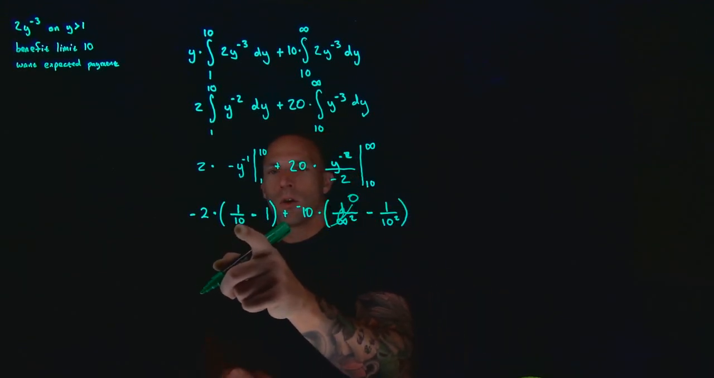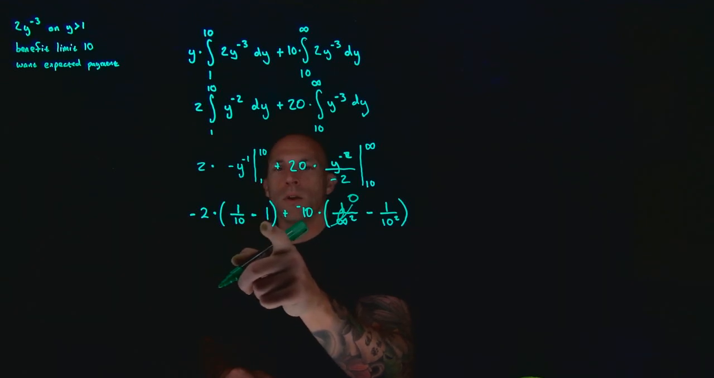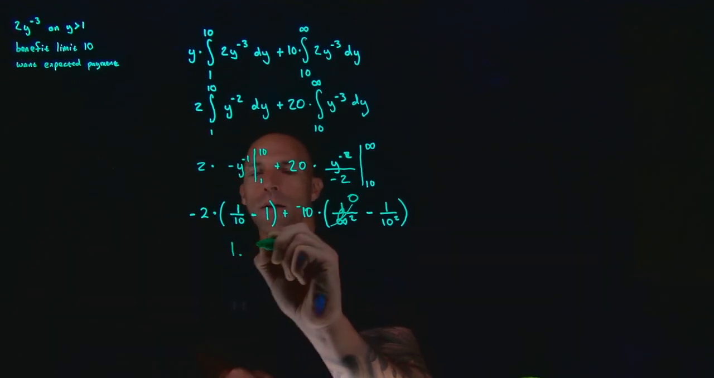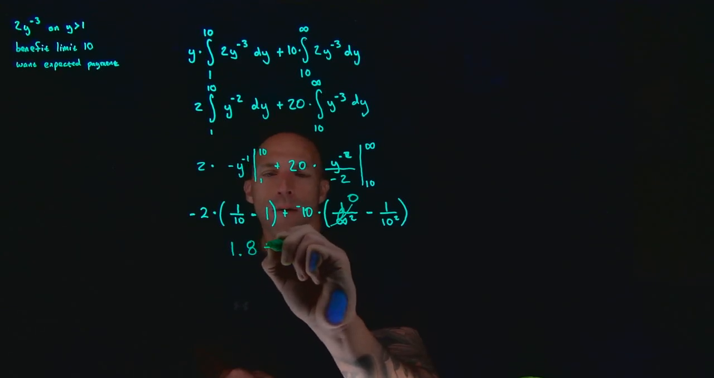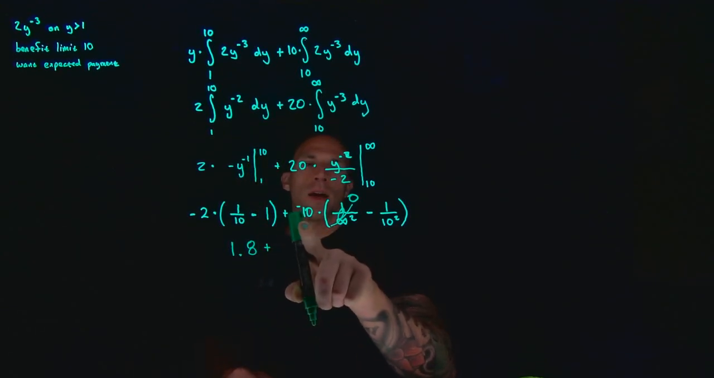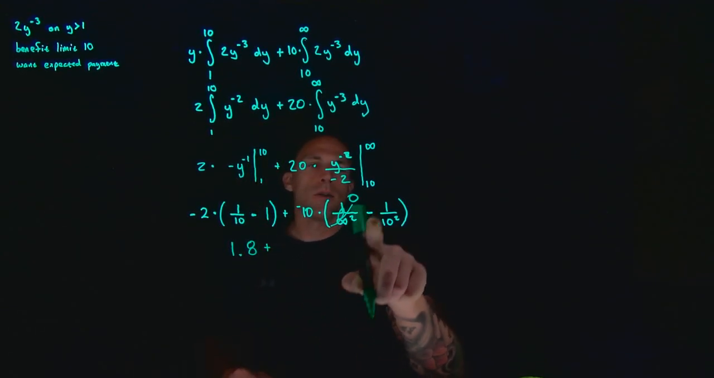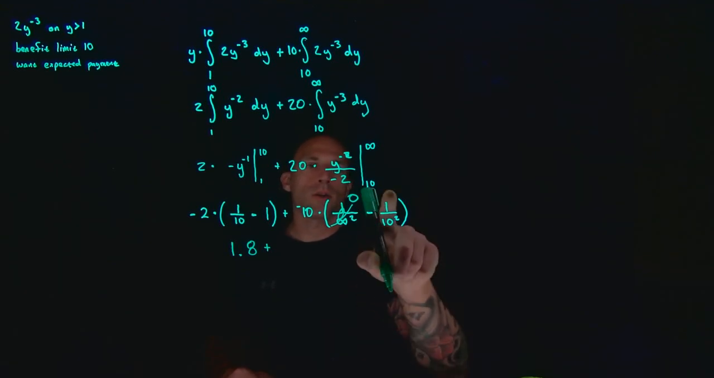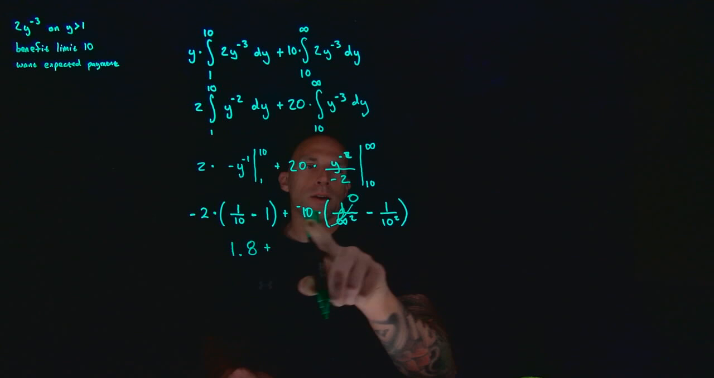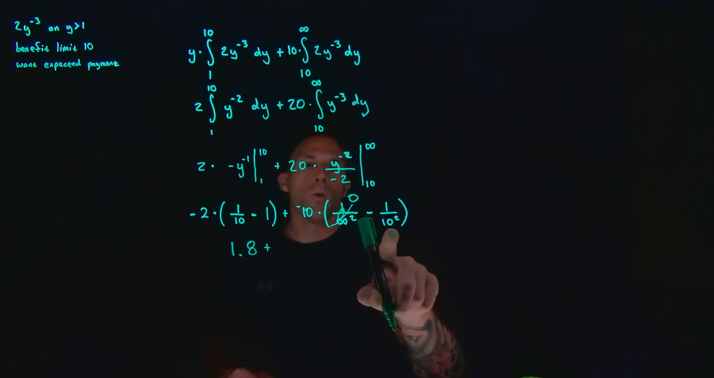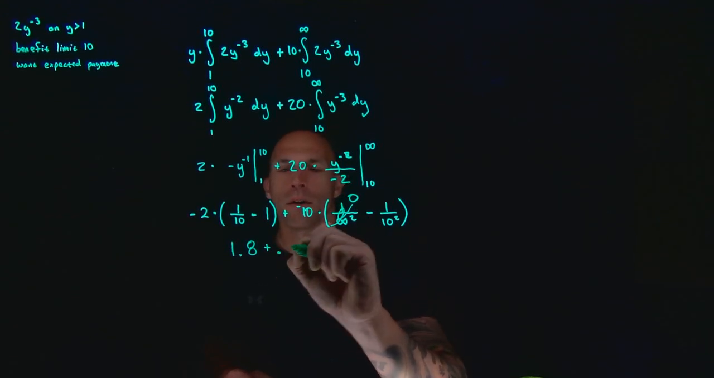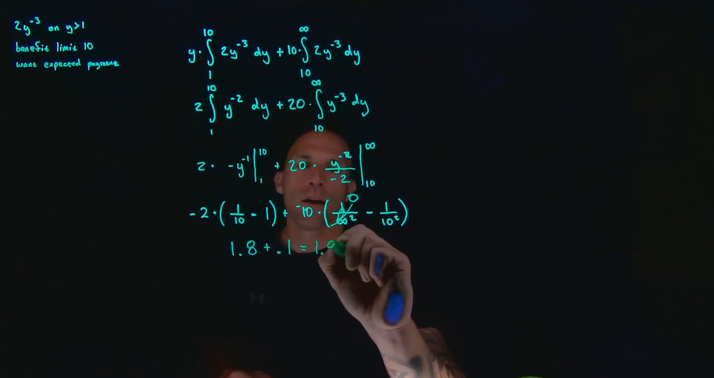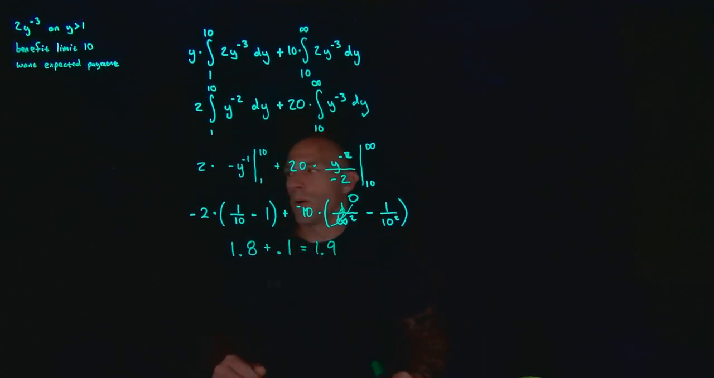So this should do it. 1 over 10 minus 1 times negative 2 is going to be positive 1.8, plus negative 10 times negative 1 over 100th, because it's 10 squared. So that's going to be 10 over 100, or plus 0.1. We're just adding on another tenth there. So the final answer is 1.9.